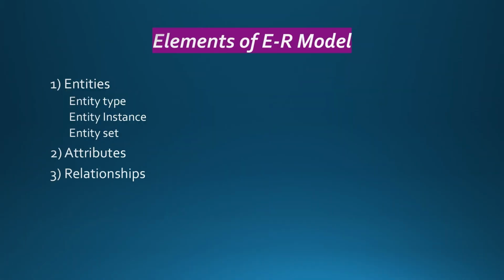Next, we see what are the different elements of ER model. There are three main elements, or we can say components, of ER model. First is entities, second is attributes, and third is relationships.